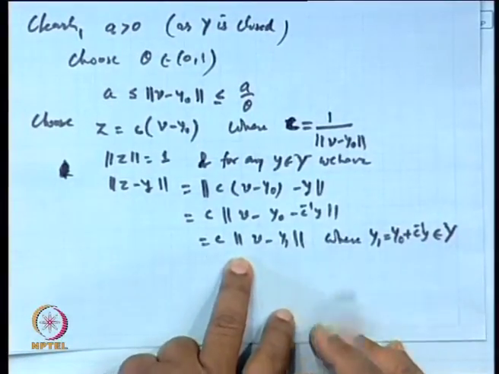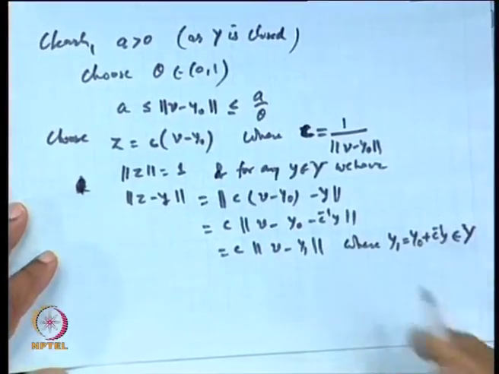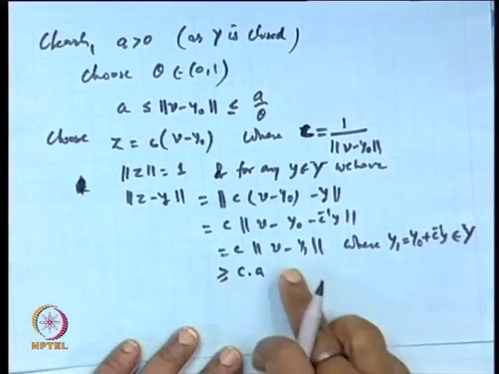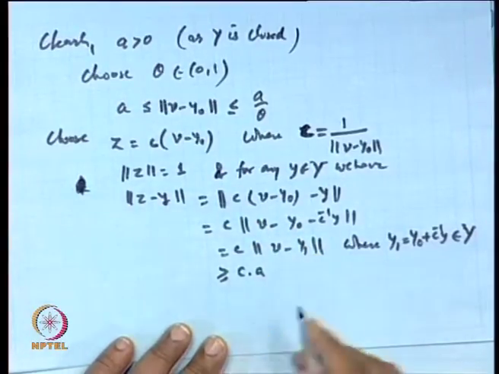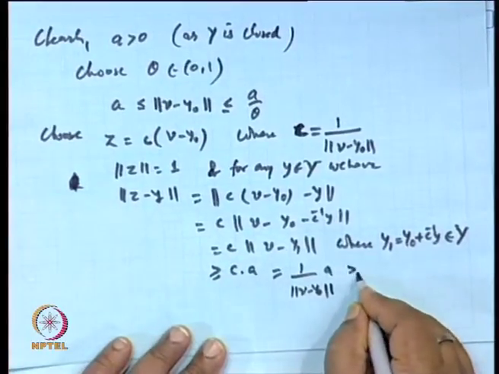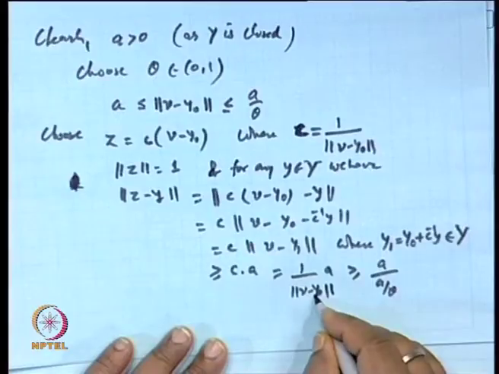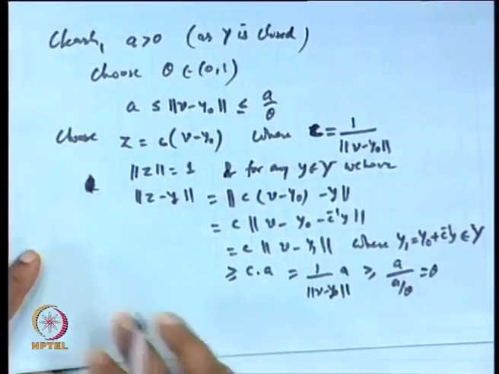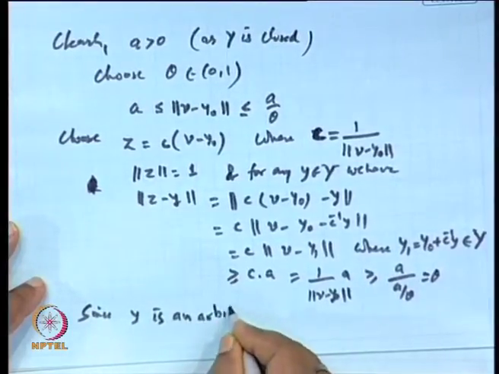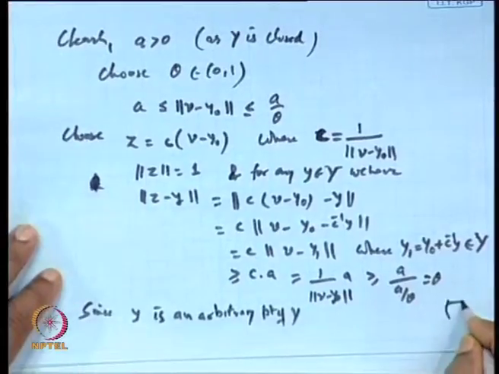Now, this c is nothing but this one, which shows that y1 belongs to Y. Now ||v - y1|| is greater than or equal to a, so this is greater than or equal to c times a. Why? Because y1 is an arbitrary point and a is the infimum. So substituting this c as 1 upon ||v - y0|| into a, this part is greater than or equal to a over a/theta, because of this. Clear? So from here we get this is equal to theta. So since y is an arbitrary point of capital Y, we get for any point ||z - y|| is greater than or equal to theta, and that is the required result.